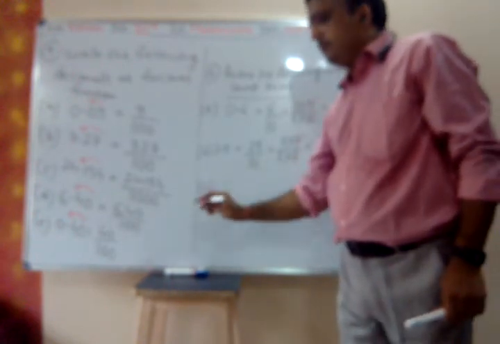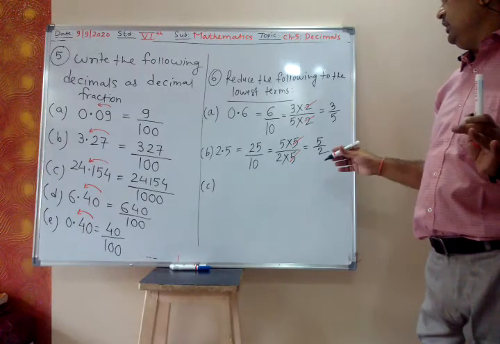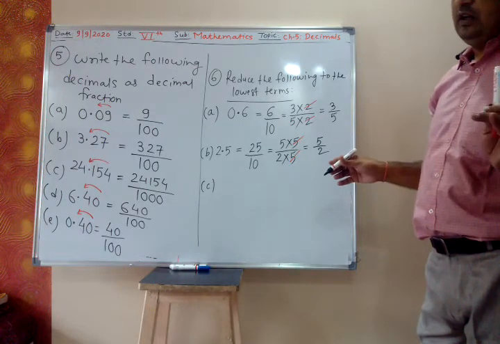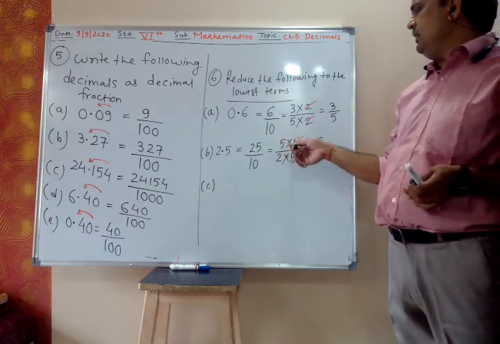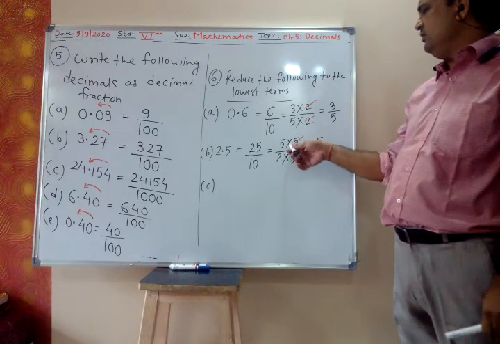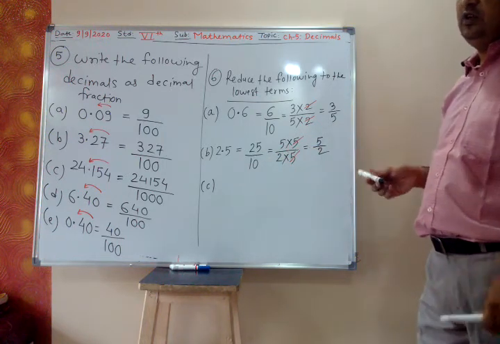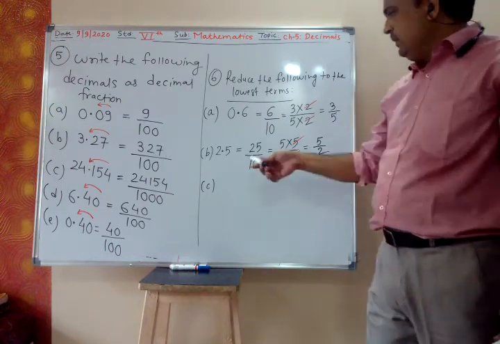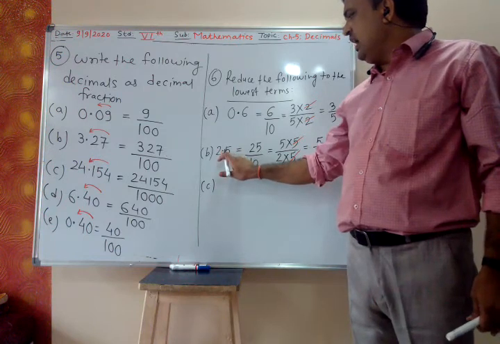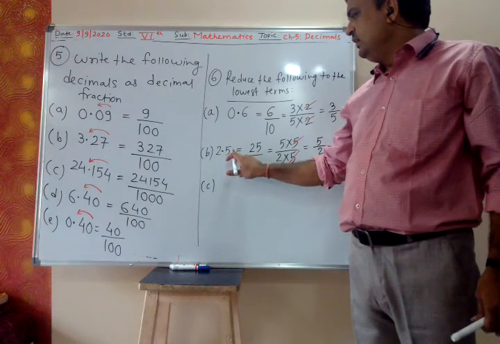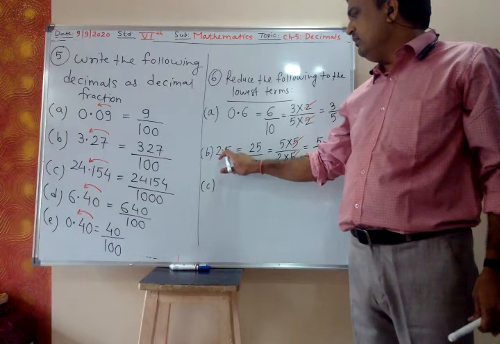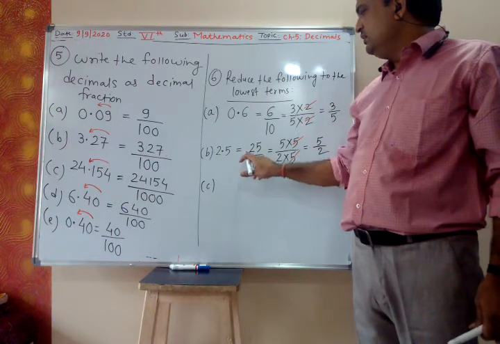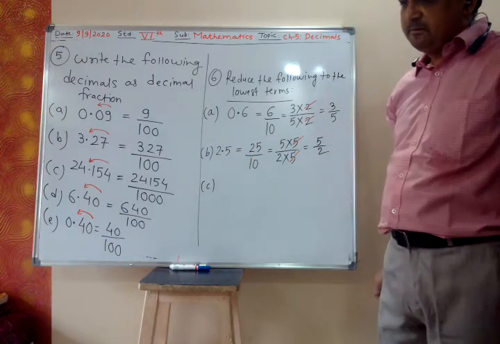Then C part. You have to do B first: 5 5s are 25, 2 5s are 10, 5 and 5 get cancelled. What is left? 5 upon 2. That is the lowest term. After the point, how many digits are there? 1 digit. So when you remove the decimal, there will be one 0 in the denominator. So that will be 25 upon 10.